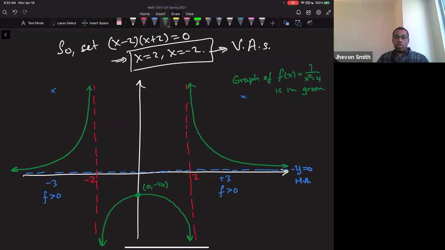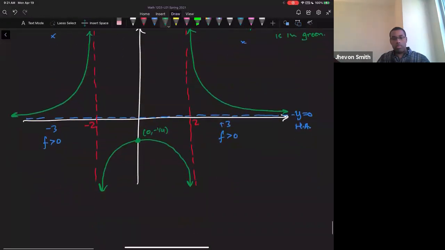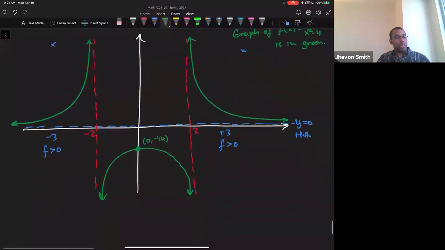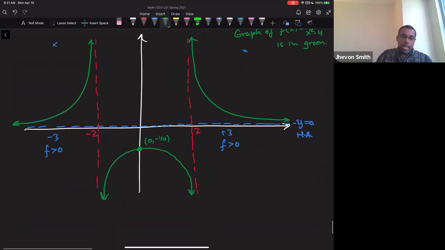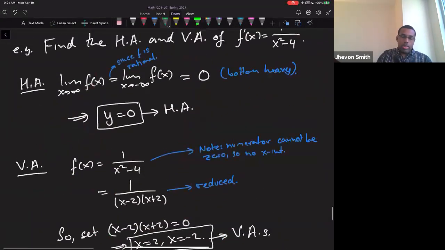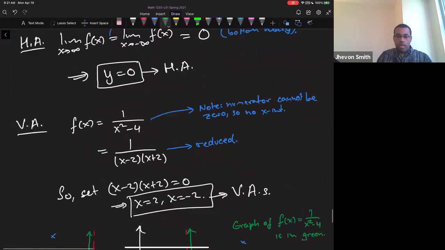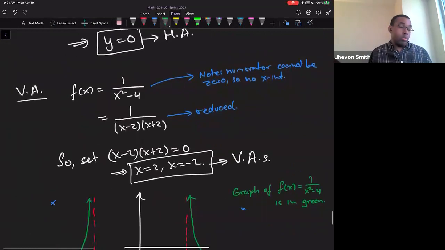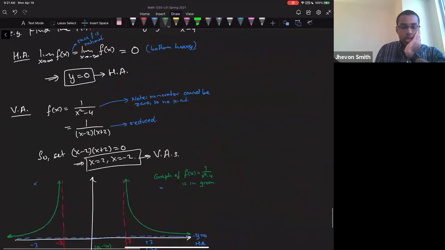Okay, so that's what we have. So those are the vertical and horizontal asymptotes and how you can find them. You have to be good with limits. Well, in general, you need to review your limits. All right, know your limits.